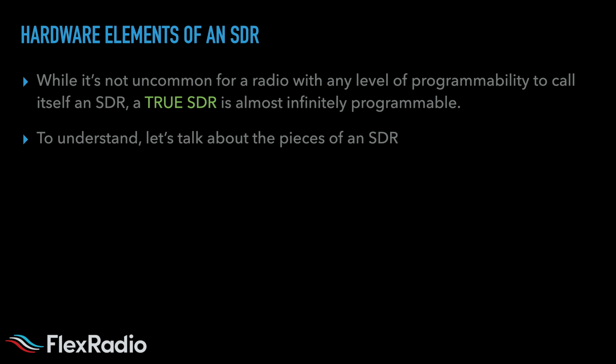Okay, so I want to shift gears a little bit now and talk about what kind of hardware elements and pieces you need inside a radio to make it an SDR, what I would call a true SDR. SDR is kind of an overused word, and on one side of the spectrum, anybody that has a microprocessor in a radio might decide to call their radio a software-defined radio because there's software on the processor that controls the radio. On the other end of the spectrum is a radio that is completely defined by software. All the modulation, demodulation, control, everything is done in software. And a radio like that is almost infinitely programmable. So I want to show you what a radio like that looks like and understand what the pieces are inside.